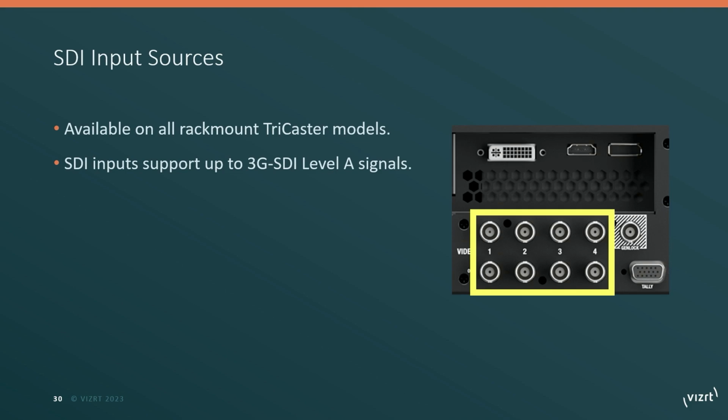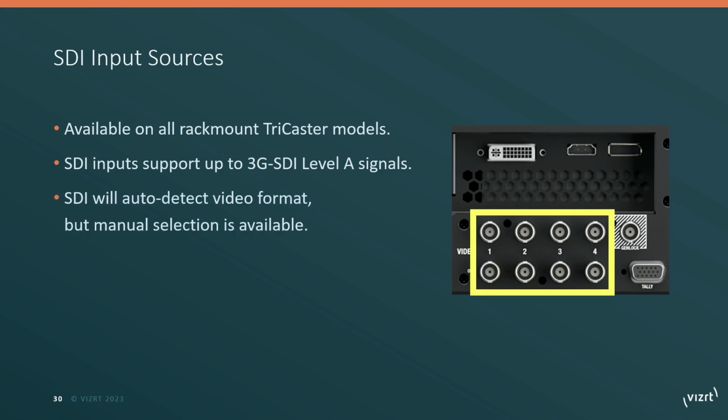Level A is the most common style for 3G SDI, but there are some devices that use level B, and these will not be compatible if they are set that way. Luckily, most devices use level A, and a lot of level B devices can be switched to level A, so check with the device and see if it can be changed if necessary.